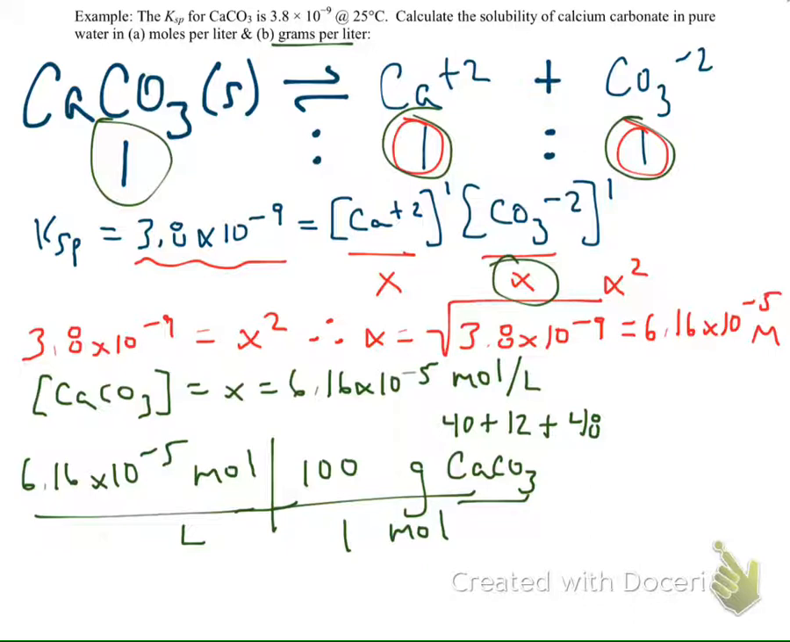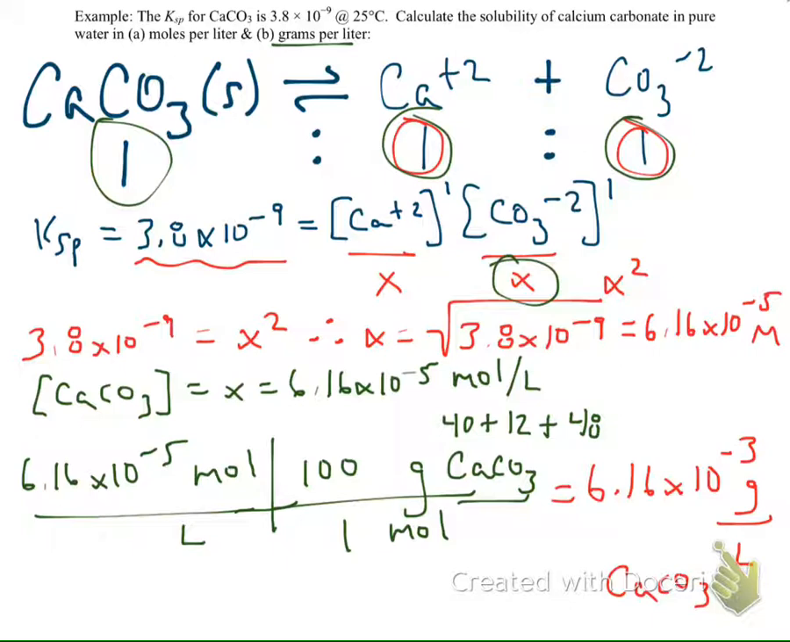How about some mental math here? If we're multiplying this by 100, we're going to be moving the decimal point to the right 2 times. And so this is just going to be 6.16 times 10 to the negative third grams per liter of calcium carbonate.